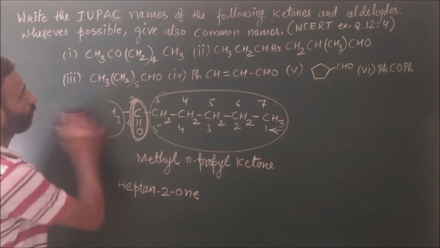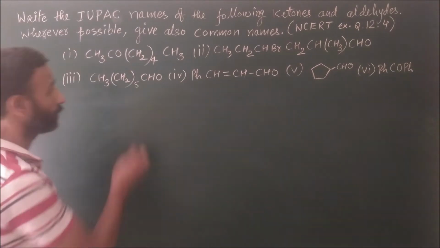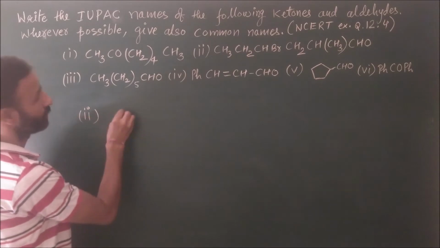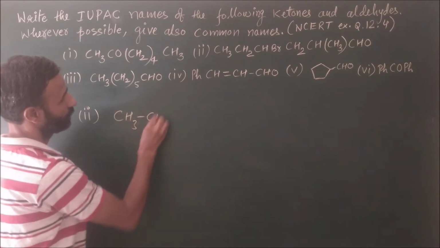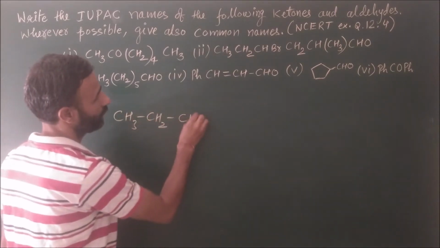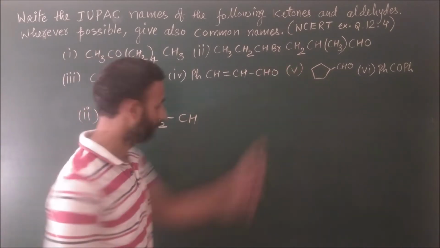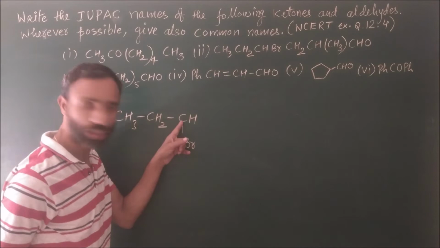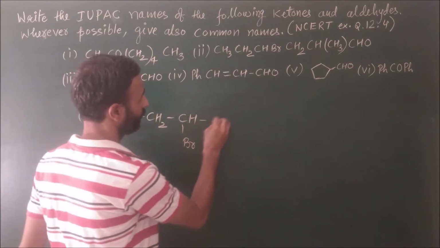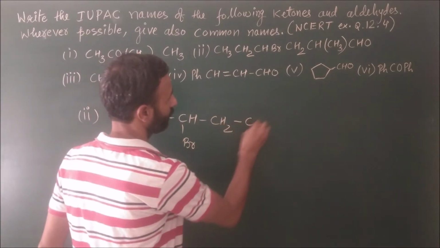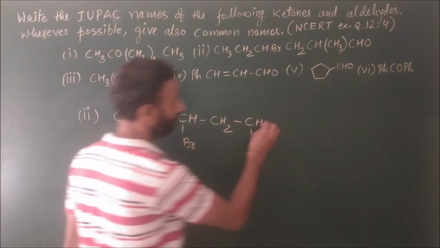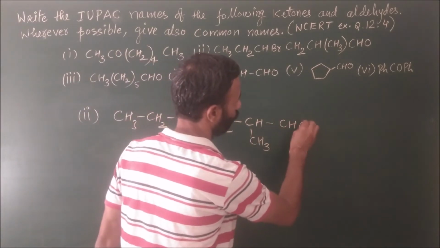Okay. Now come to the second part. It is very simple. CH3, CH2, CH, then it is Br. So obviously Br is attached to CH, then it is CH2, then CH, and that CH again attached to CH3, and then CHO.